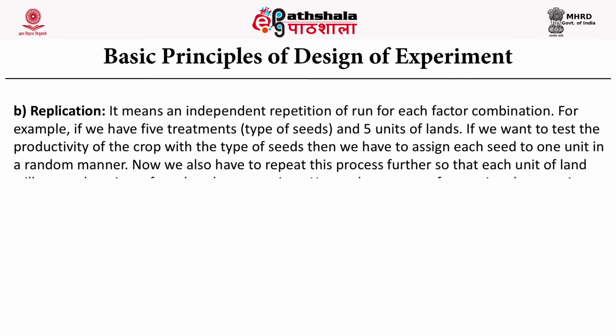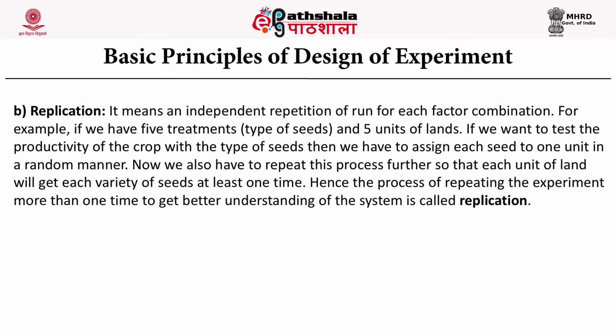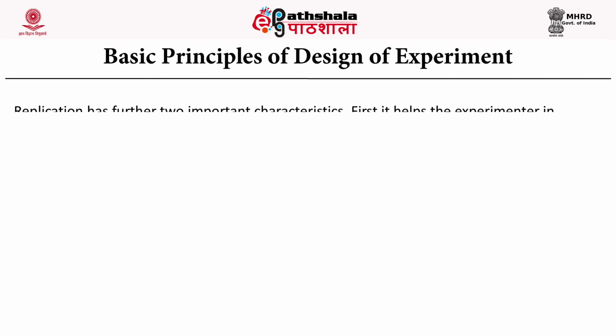For example, if we have 5 treatments and 5 units of land, and we want to test the productivity of the crop with the type of seed, then we have to assign each seed to one unit in a random manner. Now, we also have to repeat the process further so that each unit of land will get each variety of seed at least one time. Hence, the process of repeating the experiment more than one time to get a better understanding of the system is called replication.